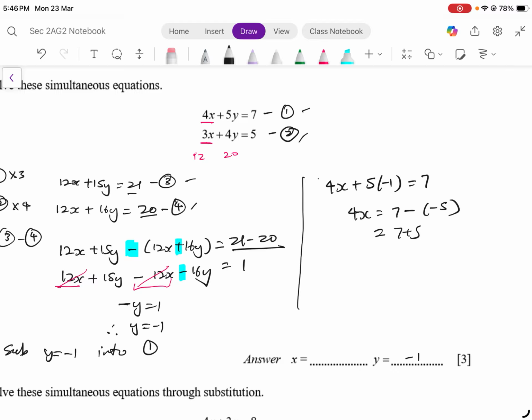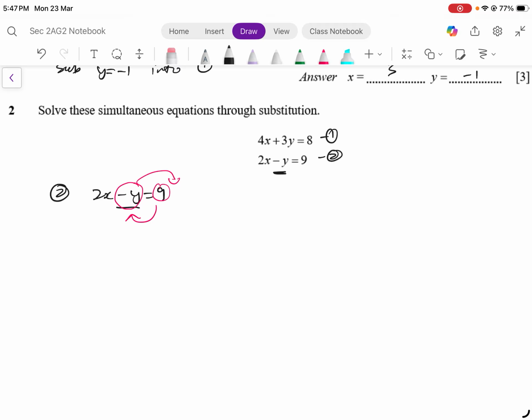Okay, for the second one, I'm going to use substitution, because of what I saw here. This makes it easy for me to do substitution. So from equation 2, 2x minus y equals 9, this one moves here, this one moves there. So you will get 2x minus 9 equals y. This is equation 3. Now I'm going to sub equation 3 into 1.